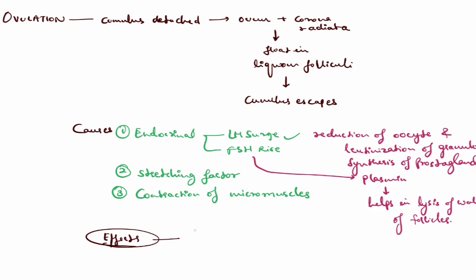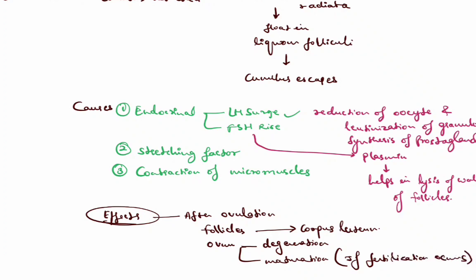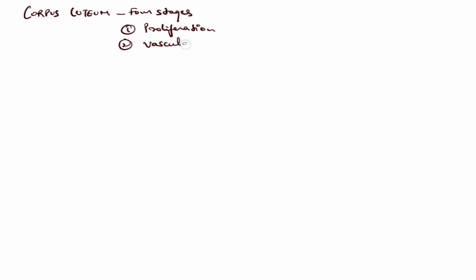What happens as a result of ovulation, as a result of all these processes: the follicle releases the ovum from the ovary and the corpus luteum is formed. The ovum degenerates, and in case fertilization occurs, it gets matured, and obviously gets converted into embryo and then fetus. And corpus luteum, what happens to this? It undergoes 4 stages: first is the proliferation, second is vascularization, third is the maturation, fourth is the regression.